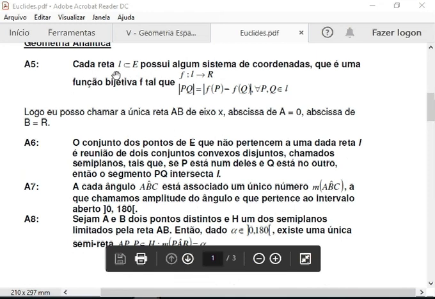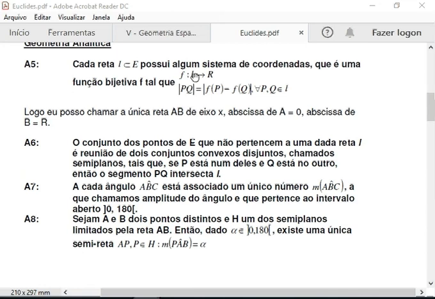A5. Each line L in E has some coordinate system, which is a bijective function f from L to R, such that the distance from P to Q is equal to the absolute value of f of P minus f of Q, for all P, for all Q in the straight line L. Therefore, I might call the only single straight line AB the x edge, its x coordinate at A is equal to 0, its x coordinate at B is equal to big R.